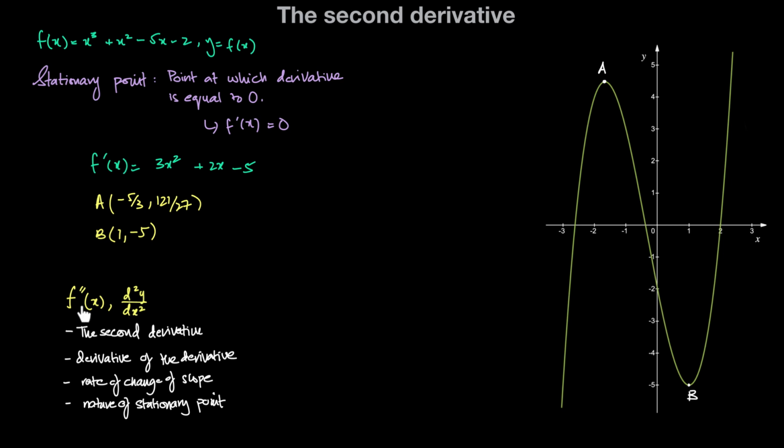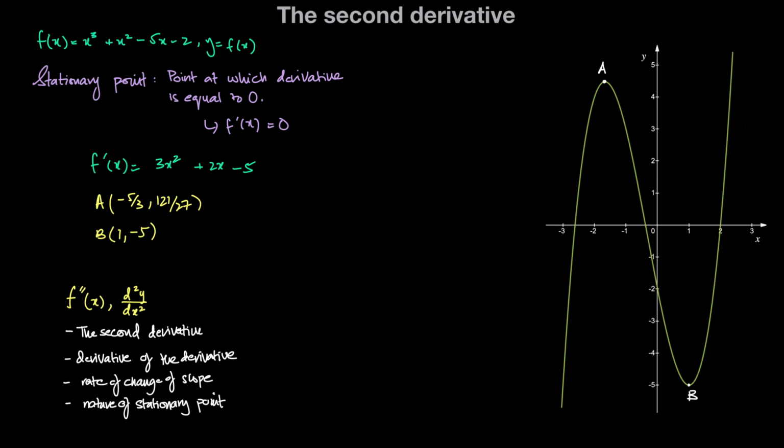So we can find the second derivative of a function f by differentiating that original function twice. And the second derivative tells us the rate of change of the slope of a function, and therefore helps us determine the nature of the stationary point. In other words, it'll tell us whether the turning point is a maximum or a minimum. Now, how does the second derivative help us determine the nature of the stationary point?